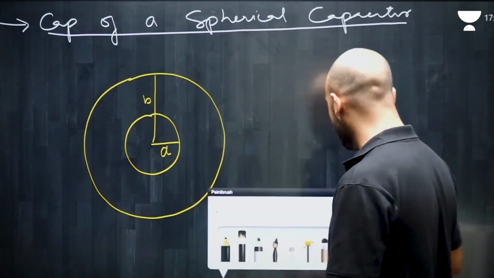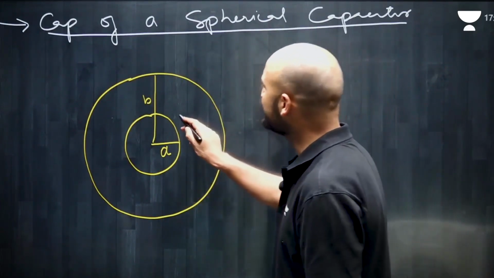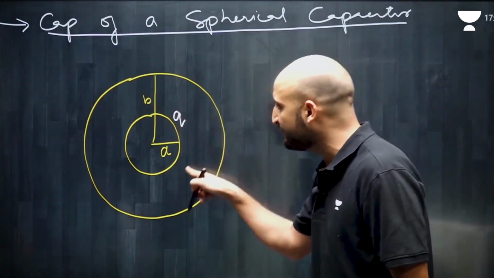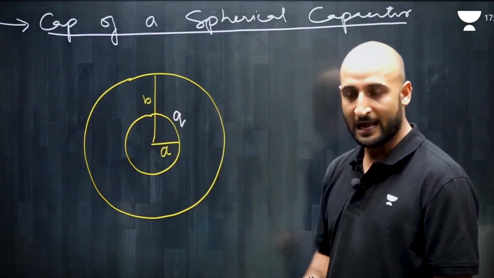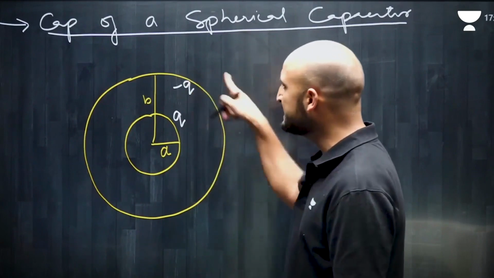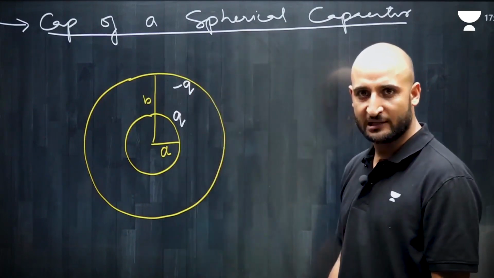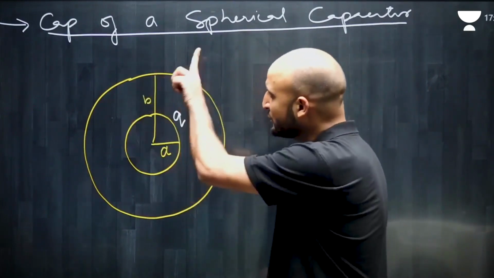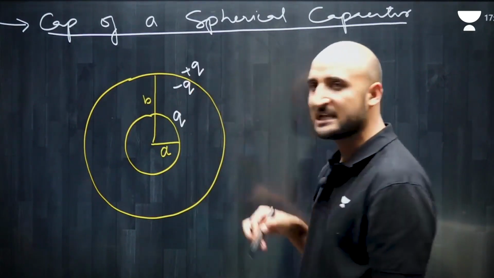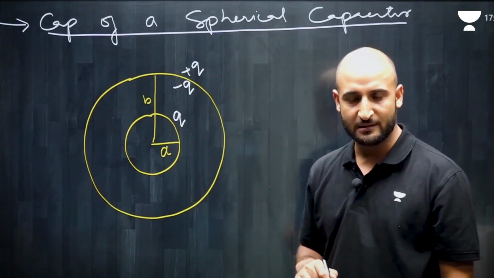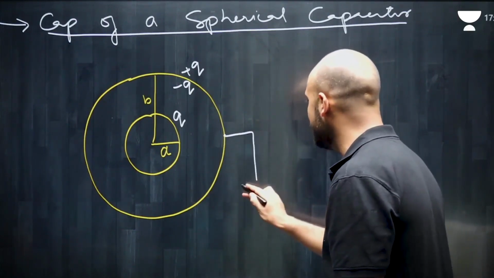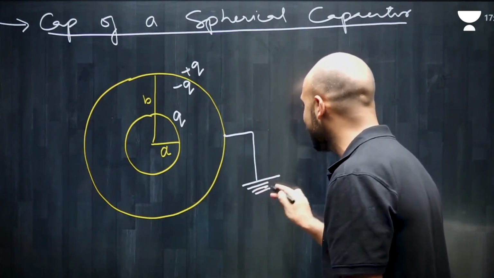So what I'm going to do here is give charge to the inner sphere. This charge will reside on the outer surface of this inner sphere. And because of induction, minus Q will be developed on the inner surface of the outer spherical shell. Since the outer spherical shell is electrically neutral, plus Q will be developed on the outer surface of the outer spherical shell. But what if I earth this outer sphere? I will connect it with the ground.